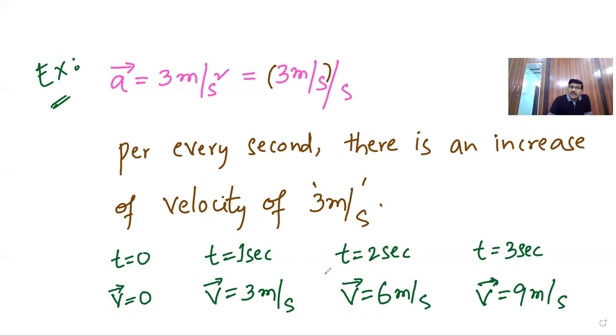Earlier 3 was there, now 3 added, 6 meters per second. When time is equal to 3 seconds, again earlier 6, now 3 more, 9 meters per second. That means every second, the velocity is increasing by 3 meters per second. That is the rate of change of velocity, acceleration. The meaning of acceleration is rate of change of velocity. Is it clear? Okay.